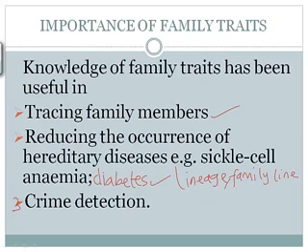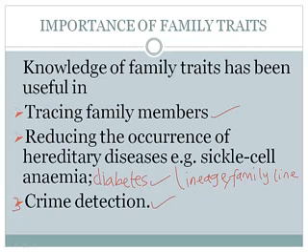And lastly, the knowledge of family traits has been useful in crime detection. This is a very, very common one that is usually used. Now let's take for instance that someone shot a person. We can use this knowledge of family traits to be able to detect who killed the person. Probably the person used a gun. We can take the gun for forensic checkup, and we can discover the thumbprint of that person.